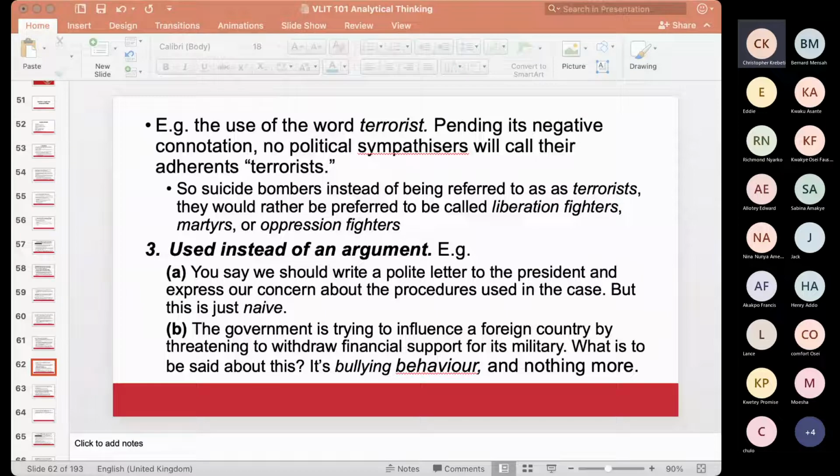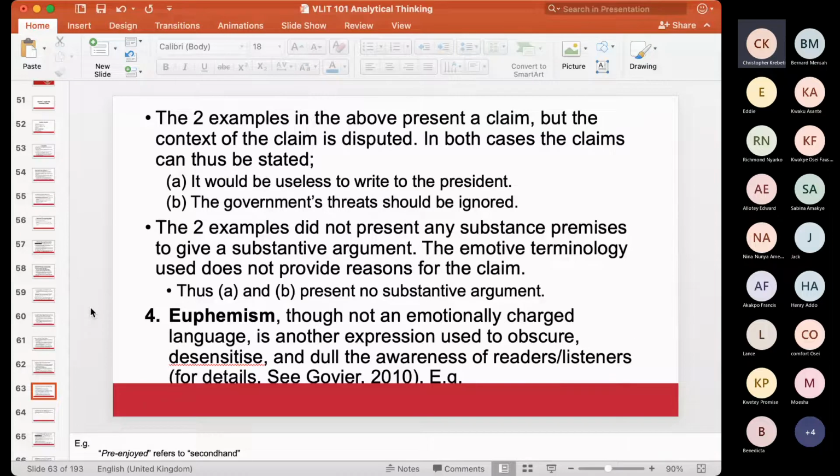The government is trying to influence a foreign country by threatening to withdraw financial support for its military. What is to be said about this? It's bullying behavior and nothing more. So here again, emotively charged language has been used instead of an argument. So I want to have this from you submitted as an assignment for marks. Probably I'll use it for your midterm exam for analytical thinking.